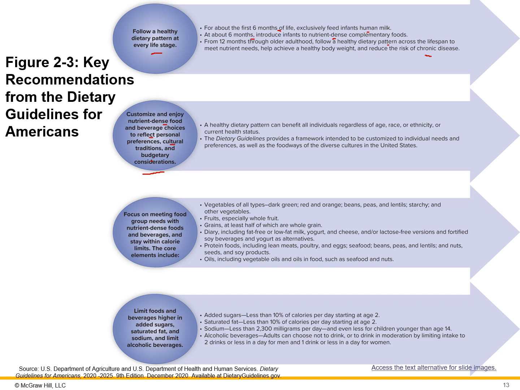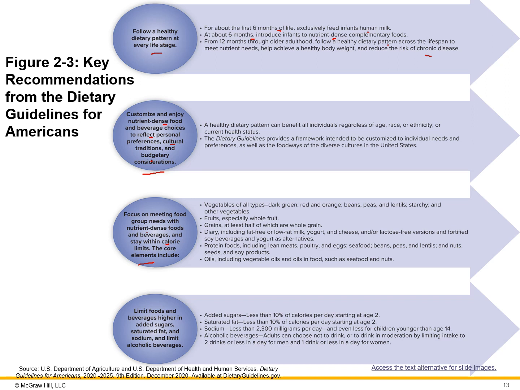So again, making the healthiest choice based on what you like to eat, what's available to you, and what you can afford to eat, and reflecting on that. And that might change throughout your life. Then also focusing on meeting those food group needs with, again, those nutrient dense foods. So staying within those calorie limits.